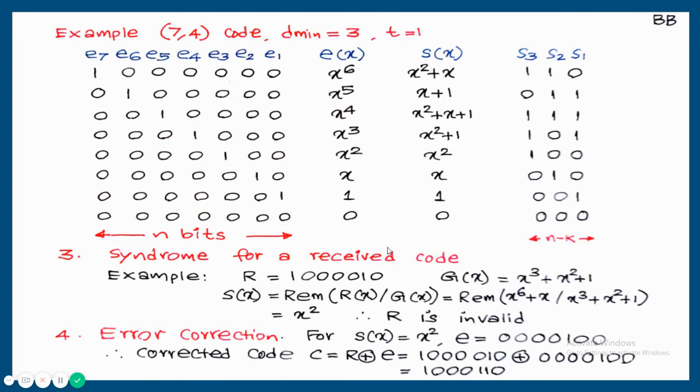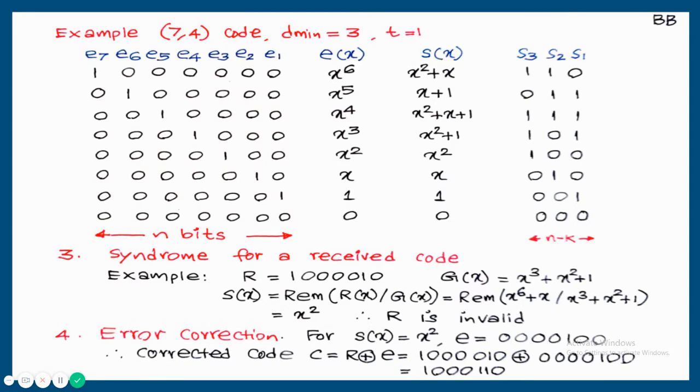So once we are not getting 0, that is an indication R is an invalid code. We need error correction. That's the next step, error correction. For S of x equal to x square, it can be written as syndrome 100. For x square, this is the error pattern 0000100. This error pattern plus the received code will be the corrected code. So corrected code is R plus error pattern E. The answer is 1000110. That's the corrected code.